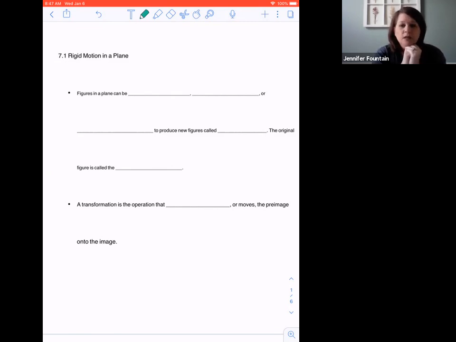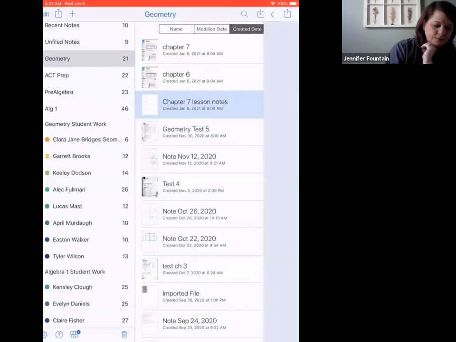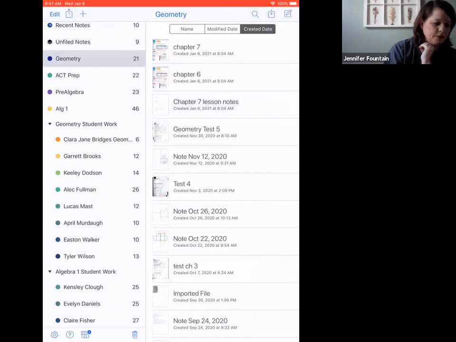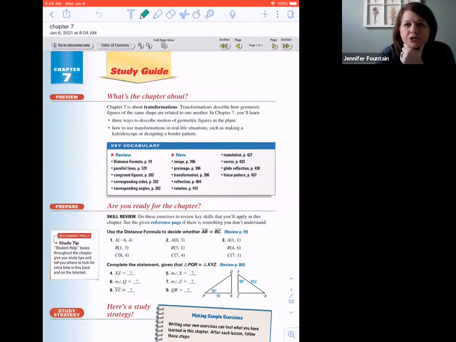So if you have your sheet, let's see, I'm going to go ahead and pull up the chapter. And actually, probably what I need to do real quick on my computer is pull up that sheet. Give me just a sec.